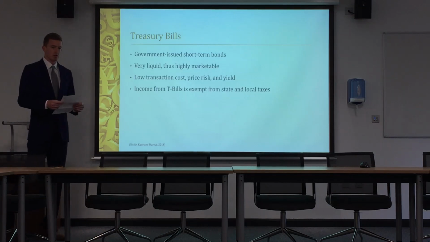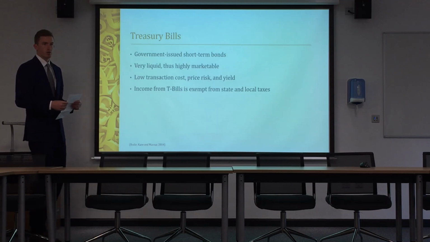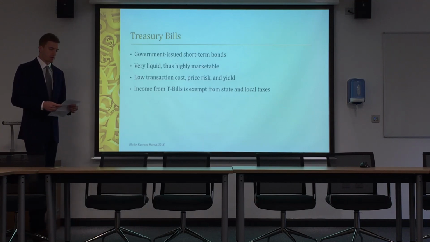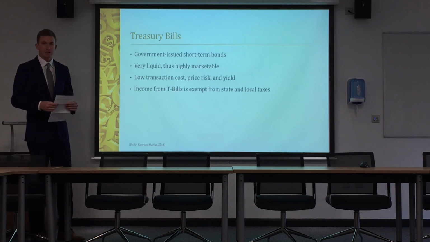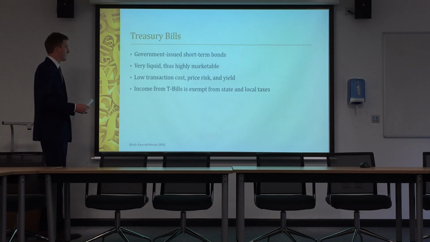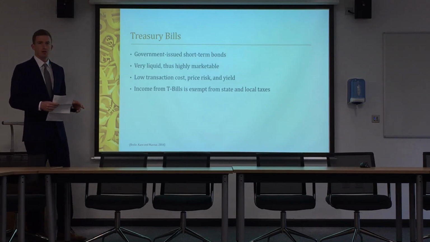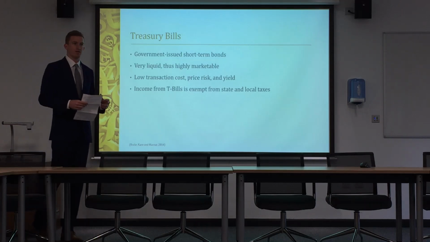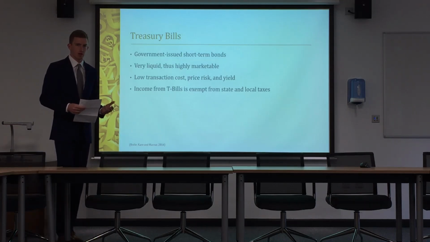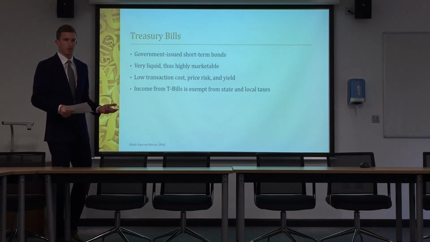Next, we have treasury bills. Treasury bills are issued by the government. They're short-term bonds used for the government to borrow. They're the most marketable and highly liquid of the instruments we'll discuss in the money market. Low transaction costs, price risk, and yield. That's because the risk of the government defaulting on them is very low, especially relative to a corporation, which may go into bankruptcy.